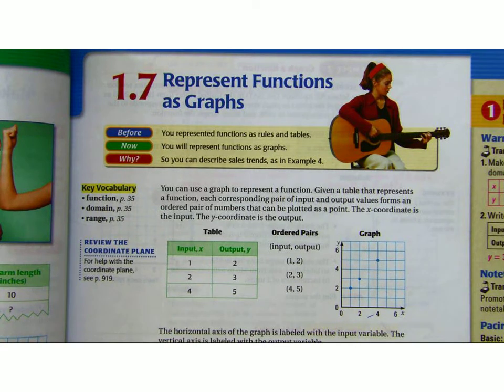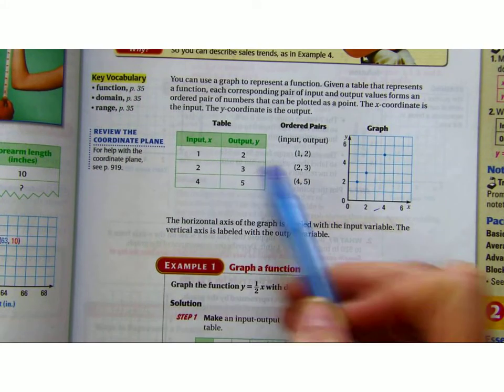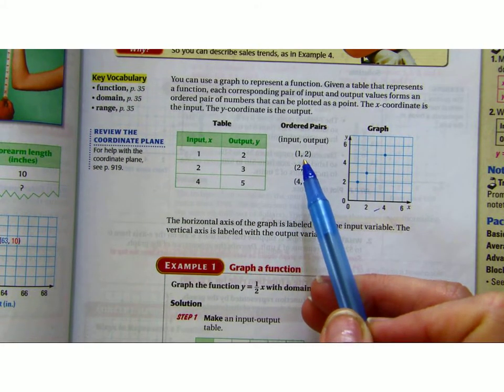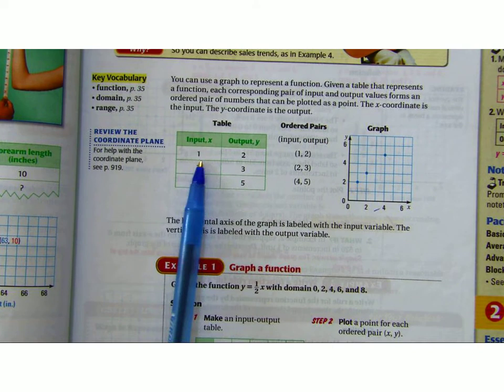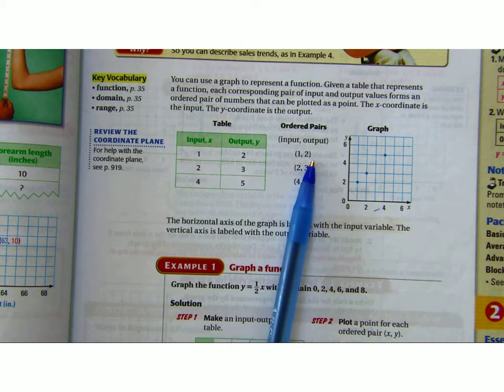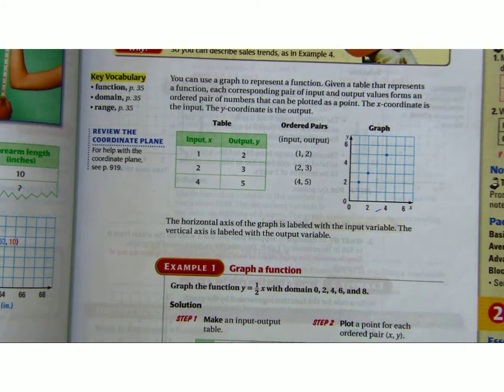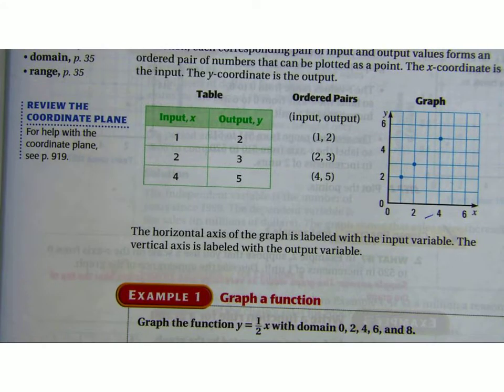Functions are represented as graphs. You can't represent it as a graph unless you have a table first. Because what do we pull from tables? Ordered pairs, right? So watch the flow of this. I have a table. I turn them into ordered pairs, and I plot the ordered pairs. So the first thing we have to review is, are you plotting points correctly?